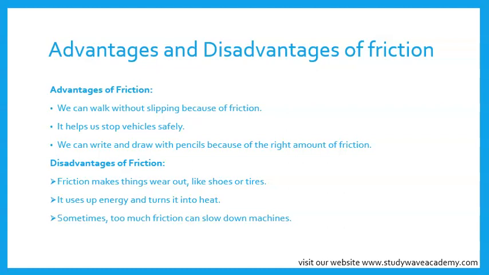It helps us stop vehicles safely. So friction is crucial for the functioning of brakes in vehicles. It helps slow down or stop cars and bicycles, ensuring safety. Another advantage of friction: we can write and draw with pencils because of the right amount of friction. The right amount of friction between a pencil and paper allows us to write and draw effectively. Okay?